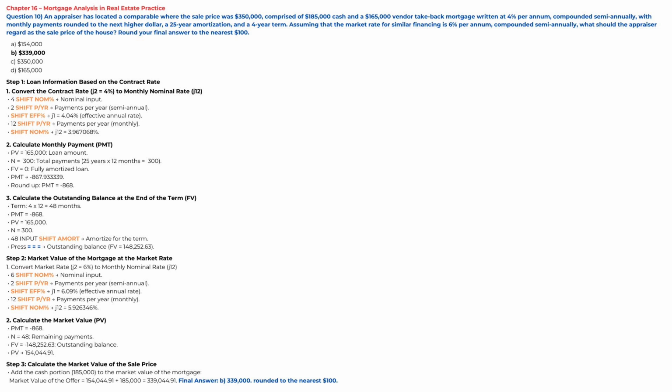Step 3: Calculate the market value of the sale price, or market value of the offer. Add the cash portion, $185,000, to the market value of the mortgage. Market value of the offer equals $154,044.91 plus $185,000 equals $339,044.91. The sale price of the house is $339,000 rounded to the nearest $100, which is option B.